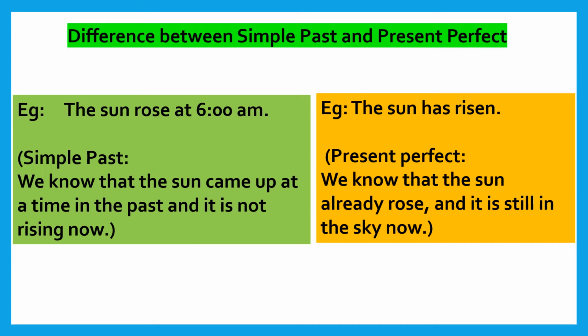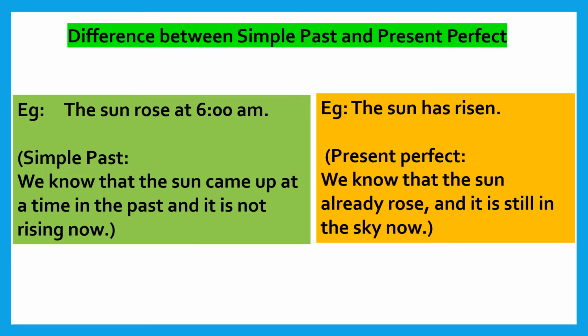Now look at this sentence. The sun rose at 6 a.m. In this sentence, the verb rose is a simple past. It tells us of the action of the sun that came up at a time in the past and it is not rising now. So the action is already completed.